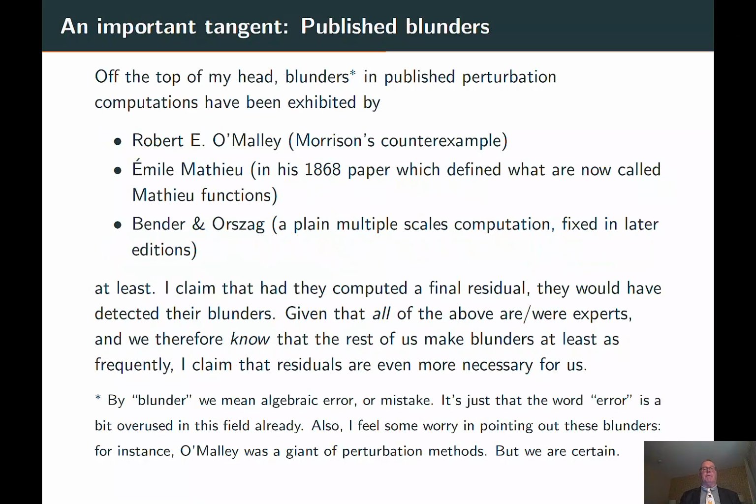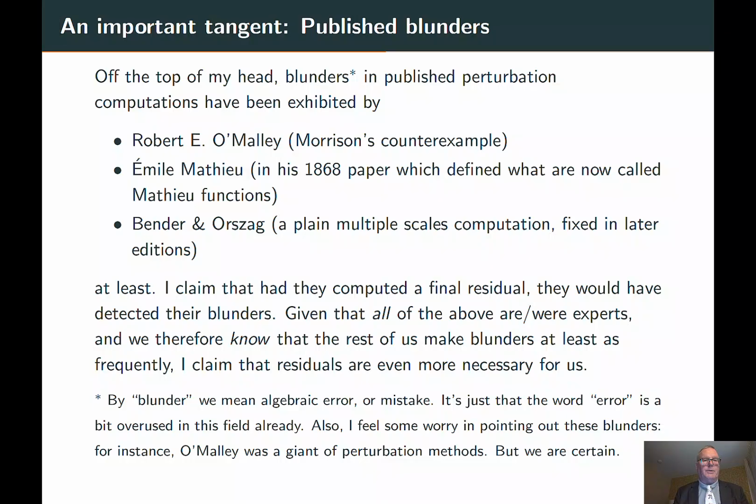All right, I'm going to go on a little tangent here. Another value of computing a residual is you find out if you've actually computed a solution to a problem anything like the one that you wanted to do. And I know of at least 3 examples where people have published perturbation solutions that were wrong. And the first one I will lead with is Morrison's counterexample, published by Bob O'Malley. And Bob O'Malley was a giant of perturbation. Absolutely an expert.